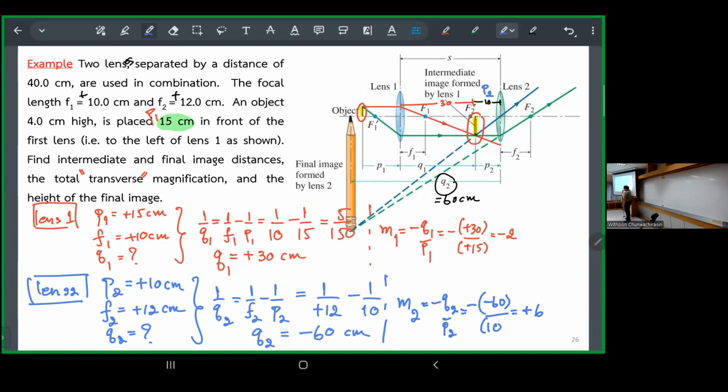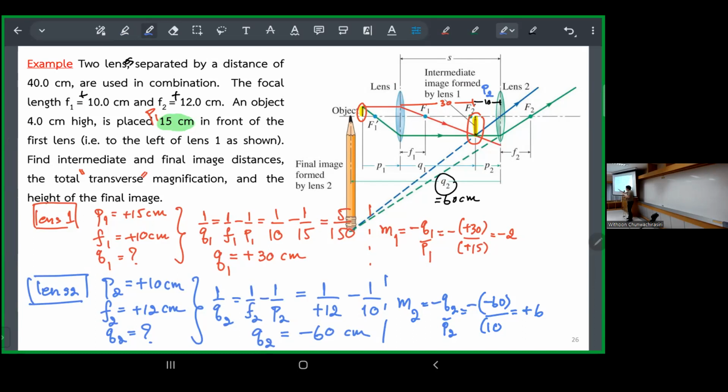See that? But then it's still positive. What does it mean? It's upright. But then upright with respect to what? With respect to the object of itself. Because we treat this one as an object. Object is down here. So it's 6 times, but it still has the same orientation. So that's why it's the same orientation, 6 times larger.